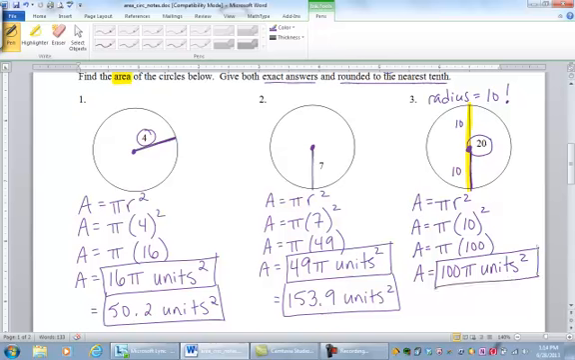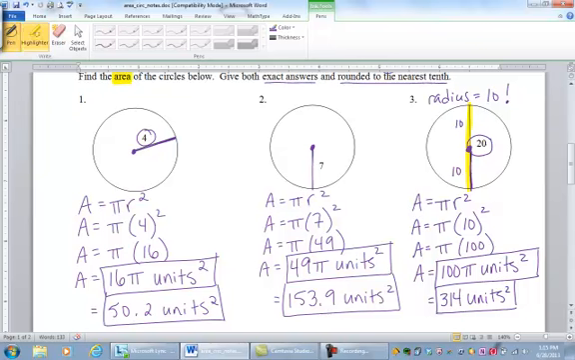And I think it's actually easier to leave your answer in terms of pi because that means that you don't have to have the calculator with you to do that decimal for you. But if you wanted to do the 100 times the 3.14 in your calculator, you get 314 units squared. And that is your decimal equivalent using the 3.14 in your calculator.